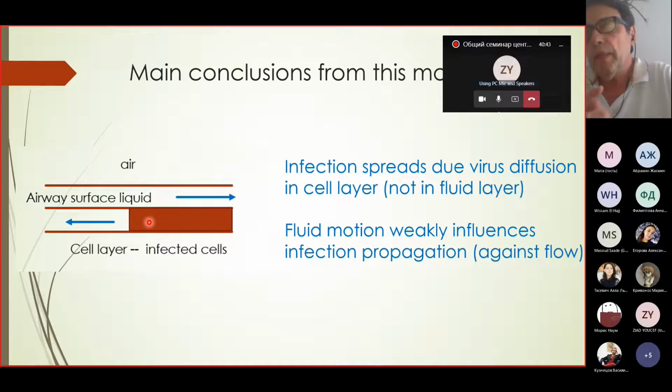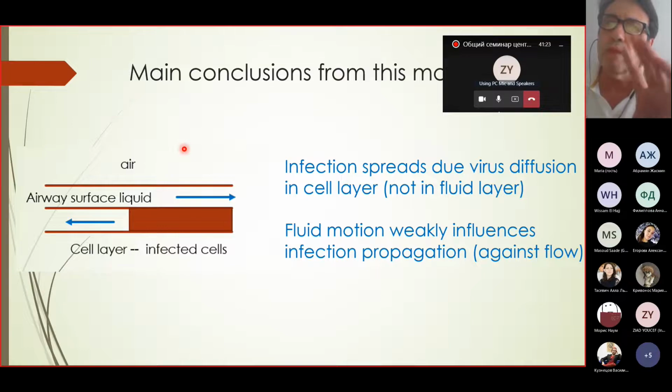Yes, indeed, it plays an important role, but in a different sense. In particular, mucus, which is here, protects epithelial cells from virus, which comes here, from bacteria, which comes here from the air. But once virus penetrates epithelial cells, then it propagates along the cell layer, and fluid flow is not so important anymore. This we should understand, and we use it in all this modeling.